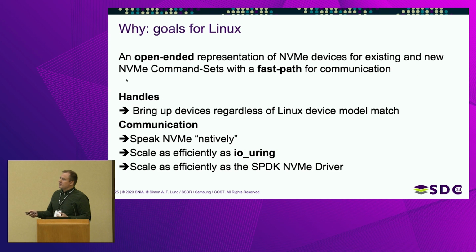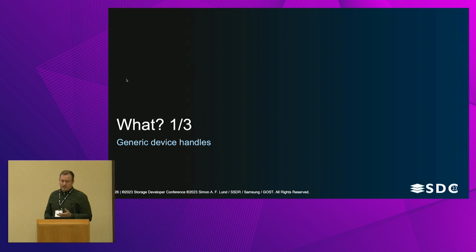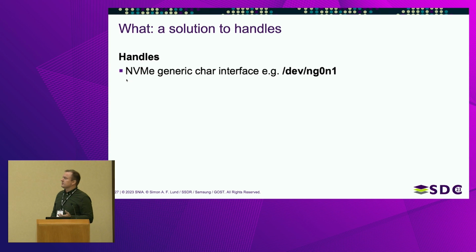And so the main goals for Linux become that we really want an open-ended representation of NVMe drives. So regardless of whether those NVMe drives are NVM command sets, ZNS command sets, KV stores, or computational storage, we should be able to communicate with them and get a handle. And we want to be able to communicate in a way that speaks NVMe natively, so by bypassing the file system abstractions and bypassing the block device abstraction. We want to do so efficiently as io_uring, and hopefully be able to scale as efficiently as the SPDK NVMe driver. So let's look at the solution that has been put into place for that.